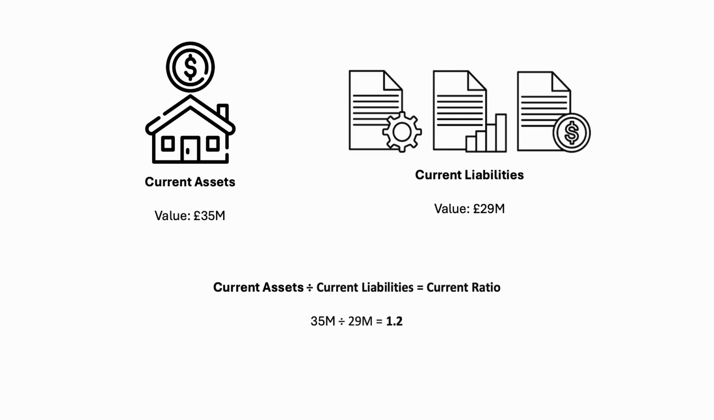On the other hand, if the current ratio was less than 1, that means your liabilities are greater than your assets. So if the liabilities ever get big, it's going to be a problem for the company.